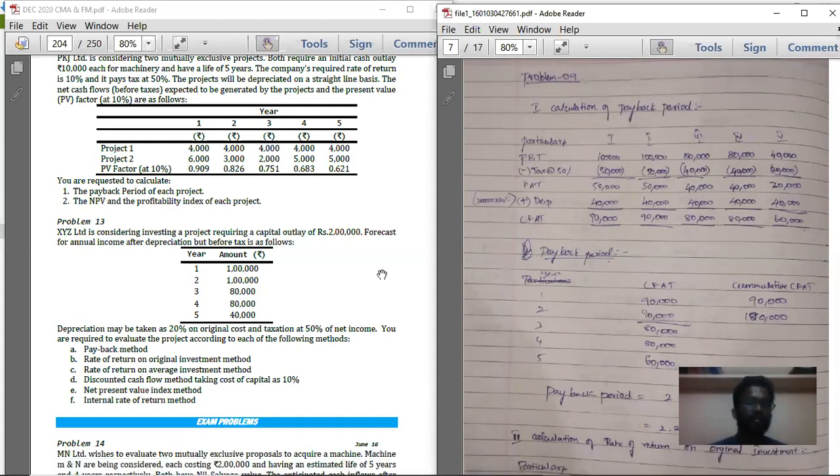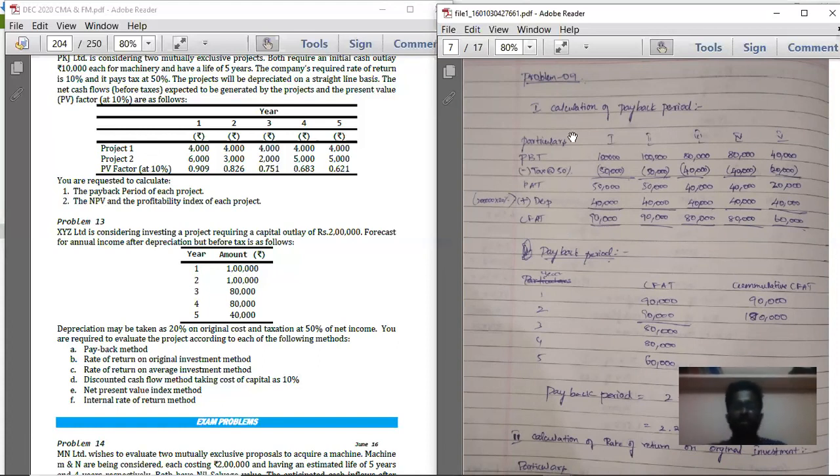For that we need CFAT. Payback period should always be calculated on CFAT and not on profit after tax. CFAT is whatever you have received as cash. PAT is your profit after tax. On that, if you add depreciation, because depreciation is a non-cash expense, you will get total cash flow after tax. If it is negative, it is cash outflow. If it is positive, it is cash inflow. So you will get cash flow after tax, and on that only you should calculate the payback period.